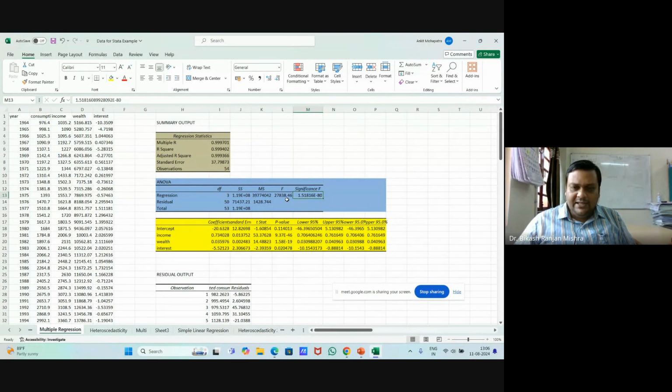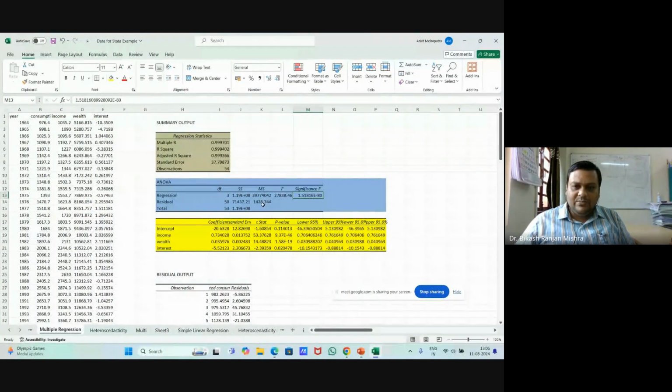So accordingly, the F statistic is 27,838 point something, which is very high in nature. So jointly income, wealth, and interest. That means income intercept is equal to wealth intercept is equal to interest intercept. Jointly, all the three intercepts are equal to zero. That is the subject matter of hypothesis testing under F. Now it is found to be rejected. That means jointly they are contributing to the dependent variable. They are not independent of each other. That is the interpretation of this F statistic.